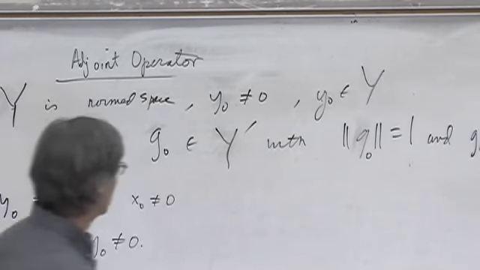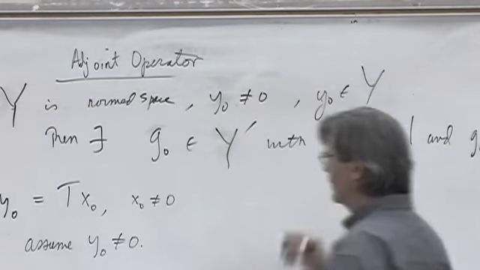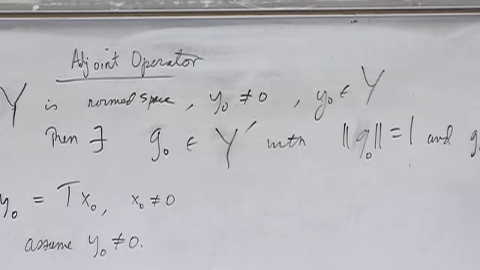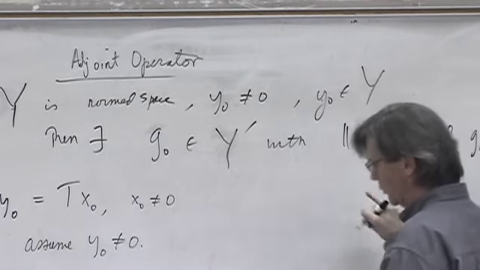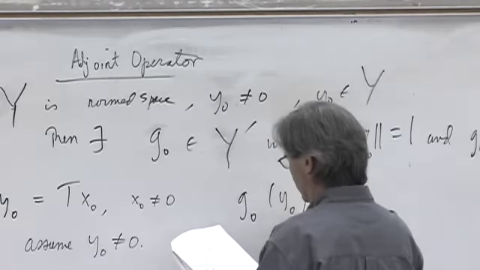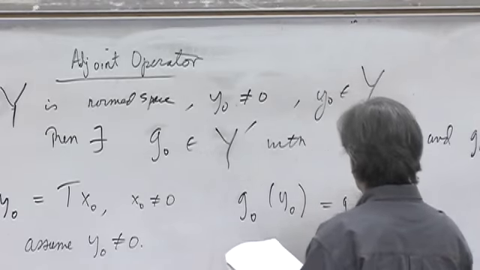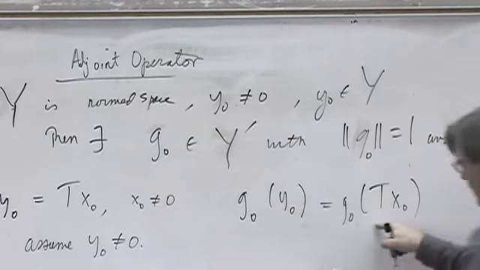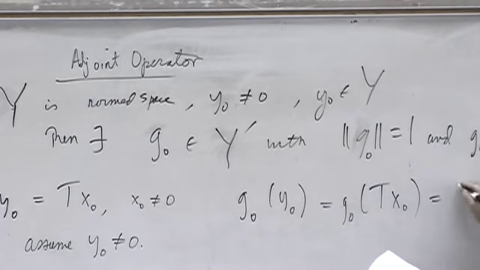And then we get to apply this theorem. Then you have this G0. So G0 of Y0 is equal to G0 of T of X0. Let's just see what happens. That was my T super X G0 at X0. In other words, my F of X0.